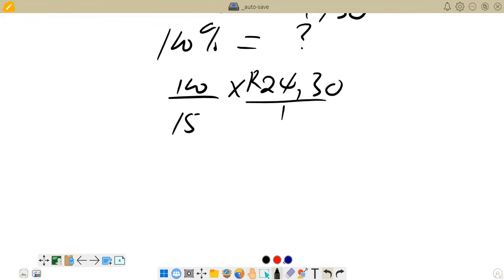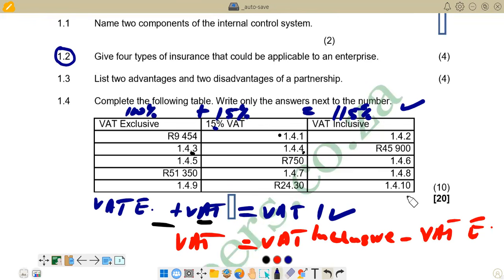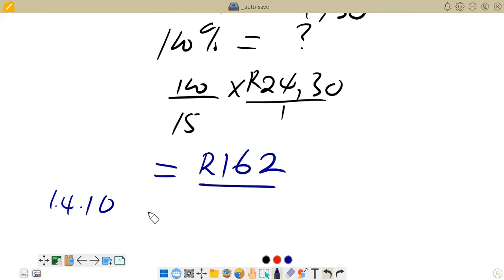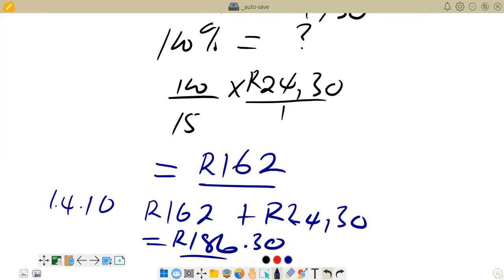Then we multiply that one. Let's try to see what we get there. You get 162. Then the next one, obviously, is the last one, which is 1.4.10. We are here. Now, to get this one, simply we are saying this one plus this one, then we get this one. So 2430 plus 162, we add 24 rand 30. Then the answer that we are supposed to get there is 186.30.